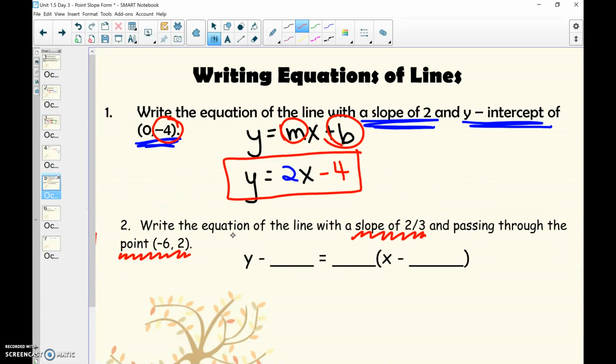And I've already drawn in here on your notes page the skeleton equation. So y minus blank equals blank times parentheses x minus blank. So really you're just plugging in and solving from there. You're always going to start with the skeleton if you have a point and its slope. That's how you begin the problem. So let's look at what we got. We have a slope of 2/3, and then here's our point. Here's the x coordinate, here's the y coordinate. So let's plug it into the appropriate spots.